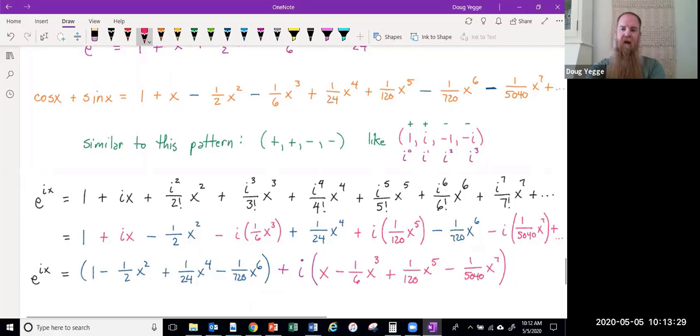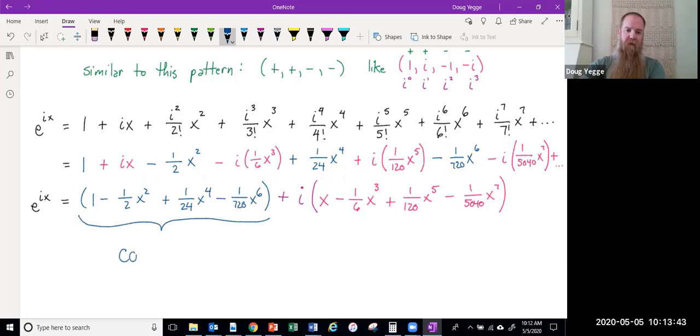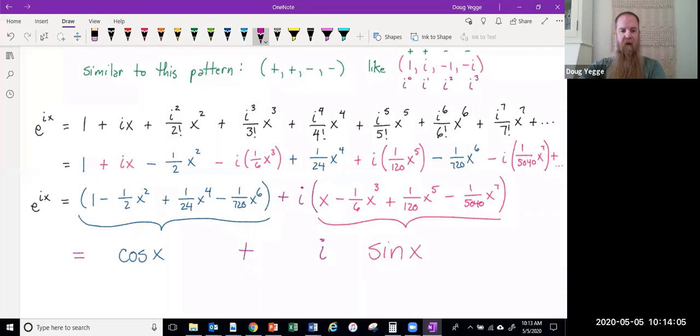And so what you should recognize at this point is if you take a look at the blue terms, that's exactly the same as cosine x. All of this right here is cosine x. And if you take a look at all of this over here, all of that is sine of x. And if I add together i times sine of x, that would equal e to the power of ix.